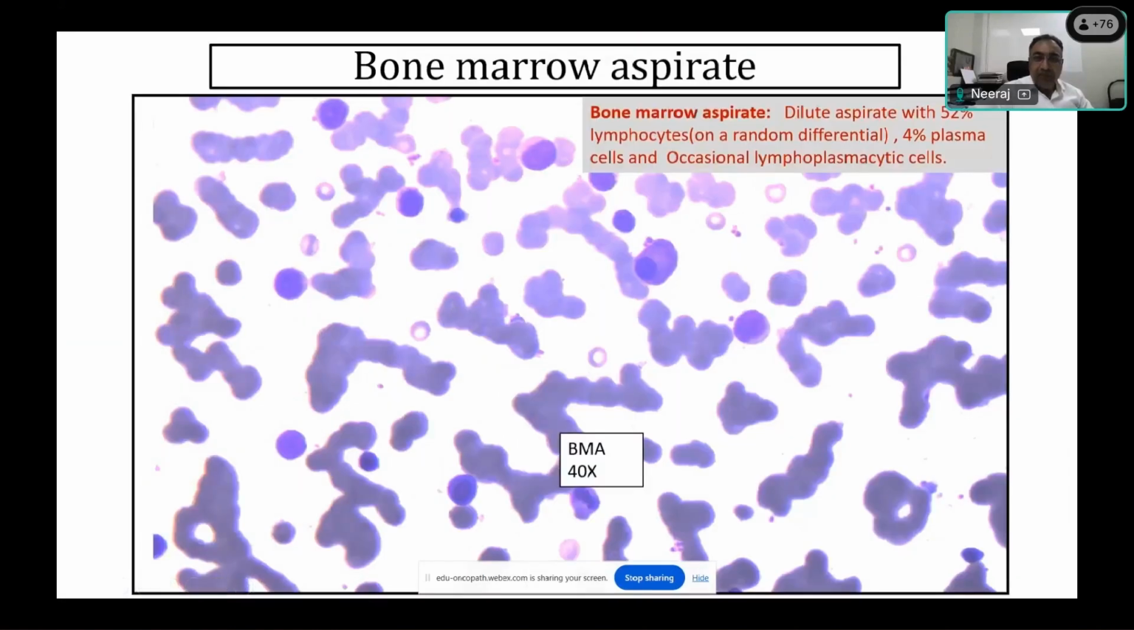With anemia, thrombocytopenia, and abnormal cells, you do a bone marrow examination. The bone marrow aspirate was dilute here. There were 52% lymphocytes, few plasma cells, and occasional lymphoplasmacytoid cells. I hope you are able to see some of the lymphoplasmacytoid cells here.